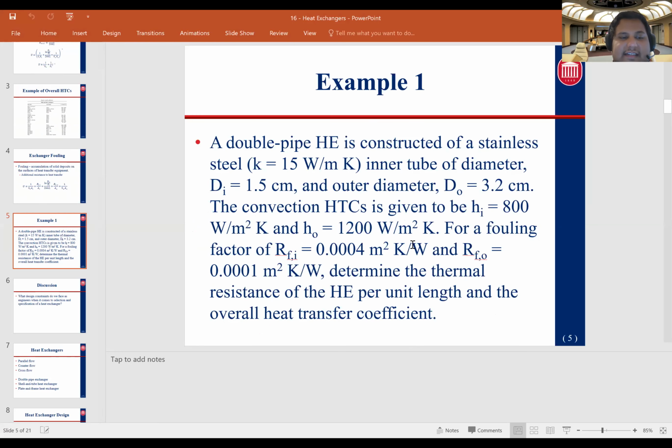We have a double pipe heat exchanger constructed of stainless steel with a thermal conductivity of 15 watts per meter Kelvin. The inner diameter is 1.5 centimeters. The outer diameter is 3.2 centimeters. If the heat transfer coefficients in the heat exchanger are given as 800 watts per meter squared Kelvin and 1200 watts per meter squared Kelvin, determine the total thermal resistance and the overall heat transfer coefficient for this heat exchanger, provided we have the two values for fouling provided, 0.0004 meter squared Kelvin per watt and 0.0001 meter squared Kelvin per watt.